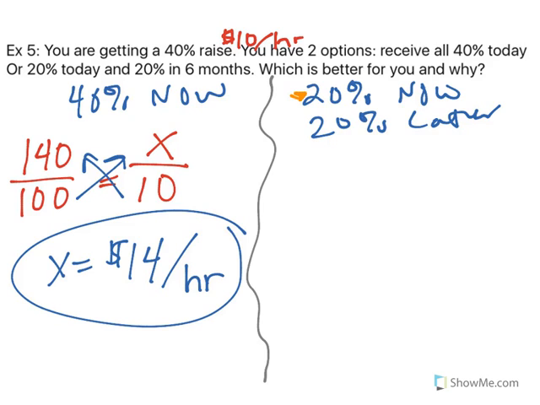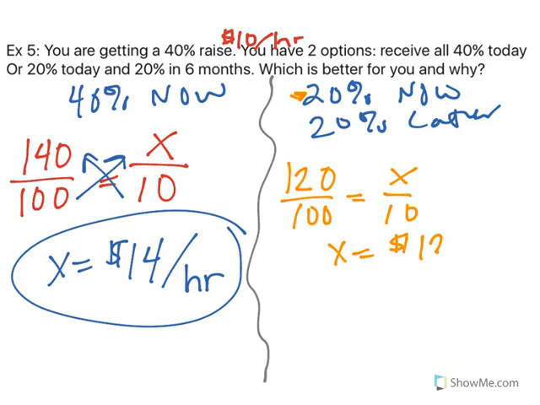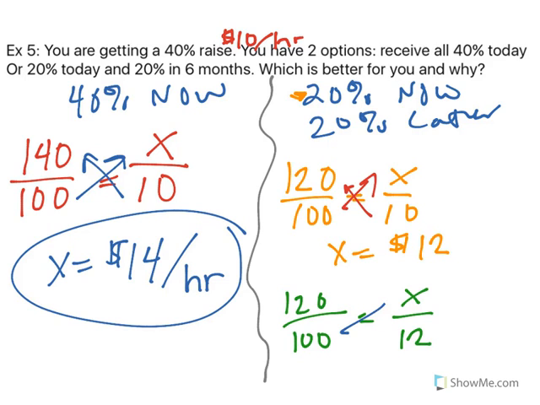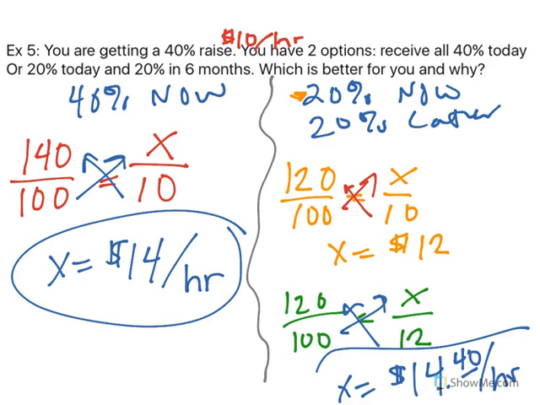Right? Okay, not bad. Now let's go over here to example part 2. So this first part, you get 20% now. Well, if you get 20% now, same concept, right? You are now earning $12 after you cross multiply and divide, right? So for 6 months, you're going to make $12 an hour. Then we do that again, except now you're making $12. So when we cross multiply and divide, we are now making $14.40 an hour.